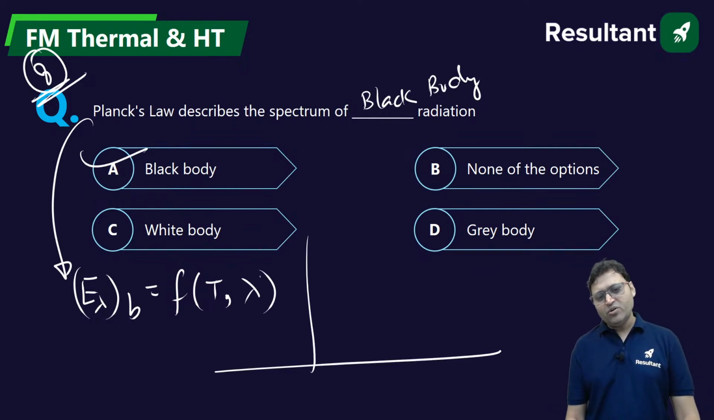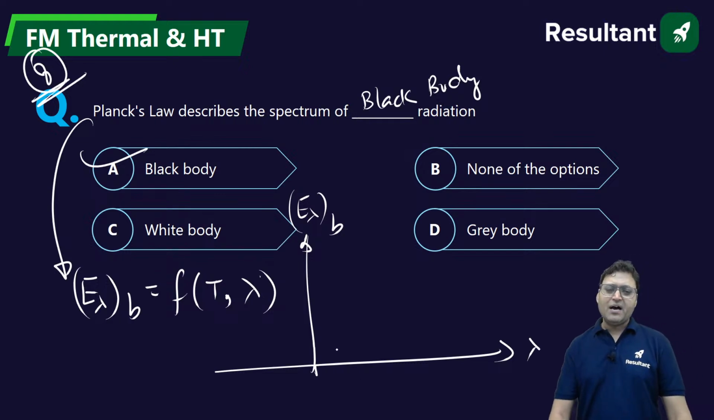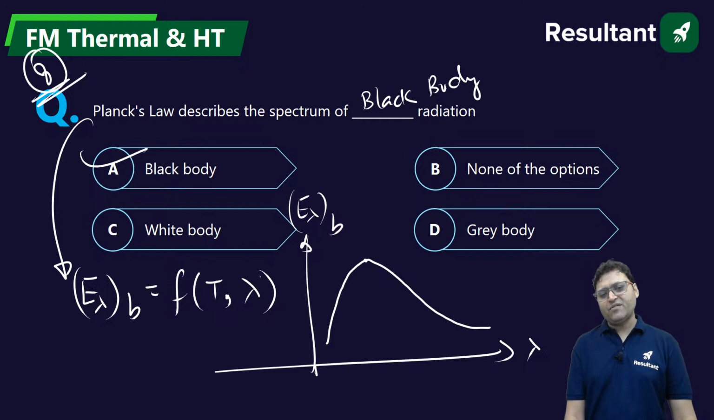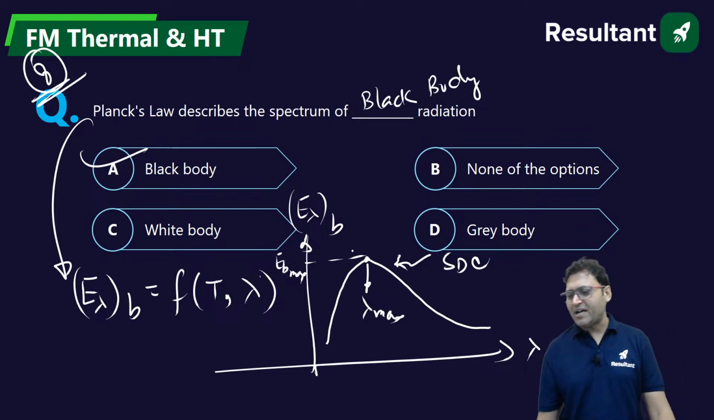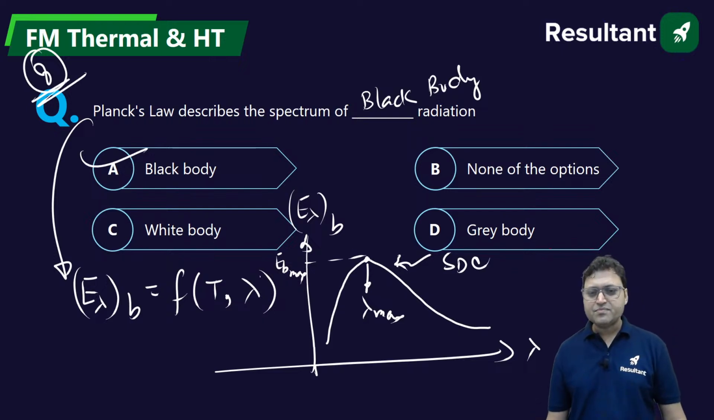If we draw the diagram for E lambda b versus lambda, the curve will be something like this. This is lambda max corresponding to E_b max. This is called the spectral distribution curve. A will be the correct answer. It will be A.